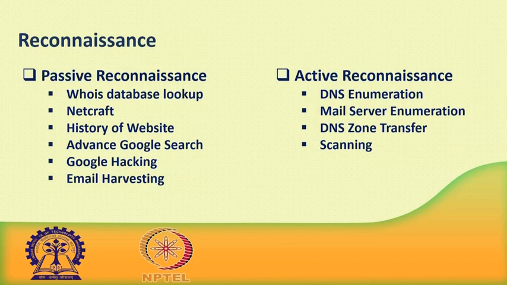Then active reconnaissance. In active information gathering, or active reconnaissance, we gather information by directly communicating with the victim. In active information gathering, we gather information about the domain name system, open ports, services, operating system, etc.